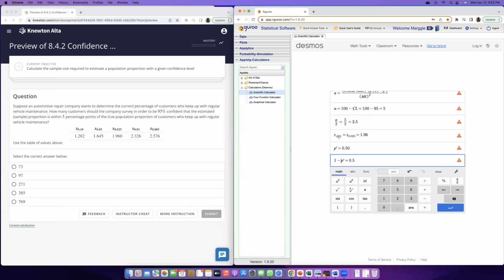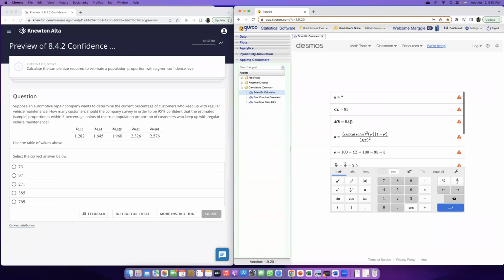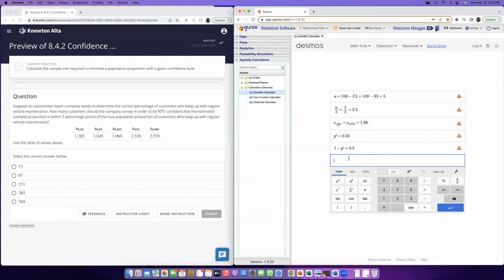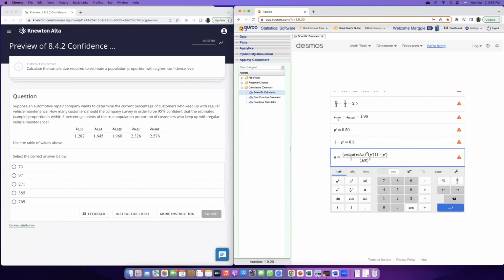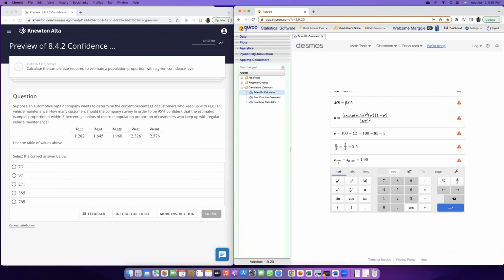Because we are subtracting. All right. And so once we have that, we need to go back to this formula. So I'm going to copy and paste it here, and I'm going to take this out because I'm going to start replacing here. So the critical value is 1.96. The P hat is 0.50. The 1 minus P hat, or estimate, is also 0.50. And our margin of error we said was 0.05.